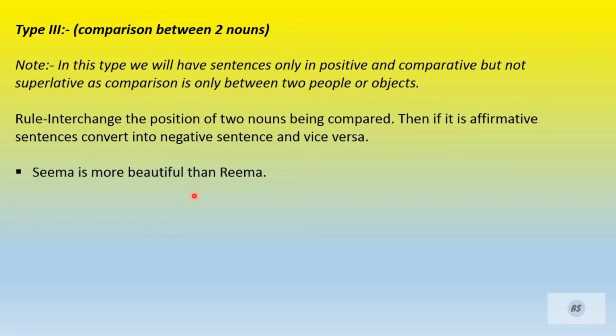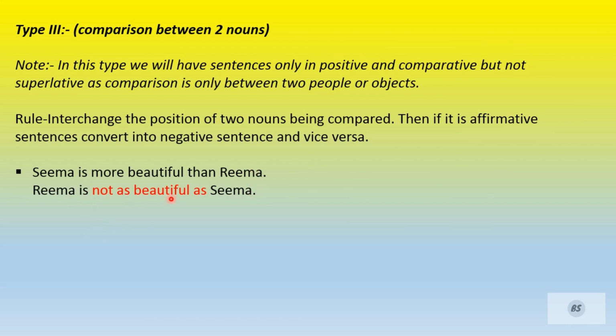Seema is more beautiful than Rima. Now if you see, there are two people, two nouns, Seema and Rima. Comparison is between the two of them. It says Seema is more beautiful than Rima. Now first thing I will do is interchange the position of nouns. So we will bring Rima here and Seema here, so it will be: Rima is not as beautiful as Seema. That means affirmative became negative, so that meaning does not change.